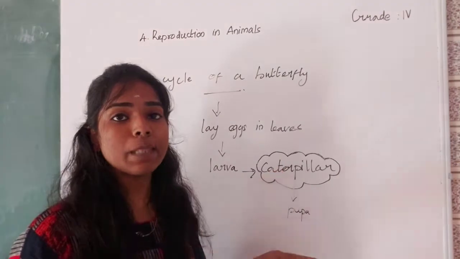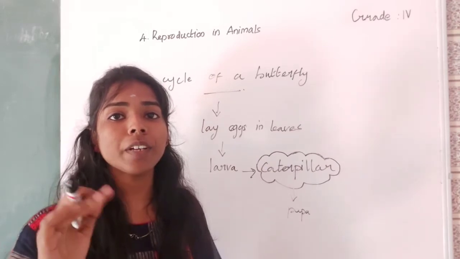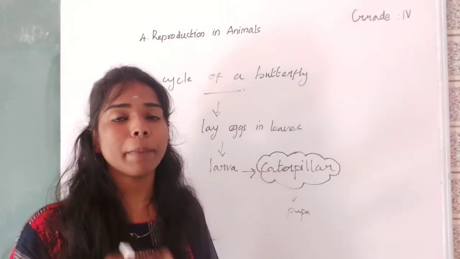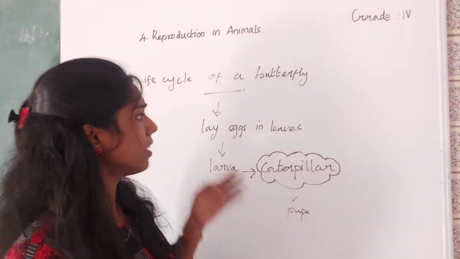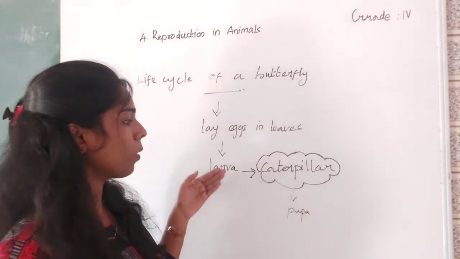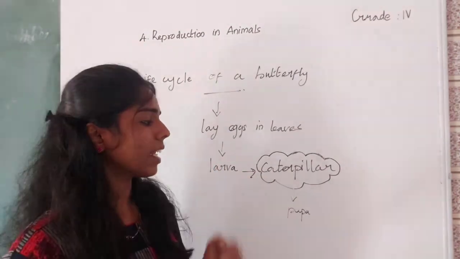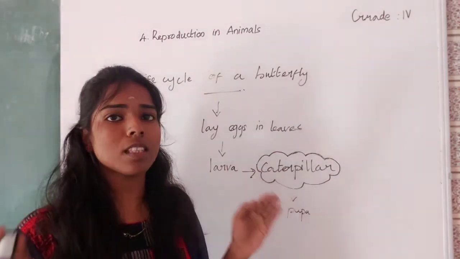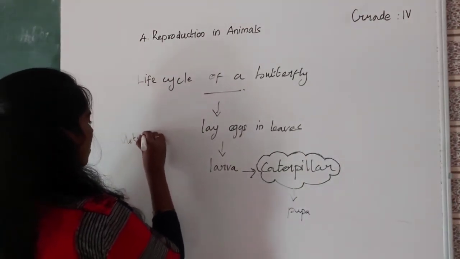Students, after that, this pupa undergoes several changes, and then it turns into a baby butterfly, and then the baby butterfly turns into an adult butterfly. Then again the adult butterfly lays eggs on the leaves of a plant. Then the young one comes out of the egg, called a larva, otherwise called a caterpillar. The same process will continue. This process is called metamorphosis.